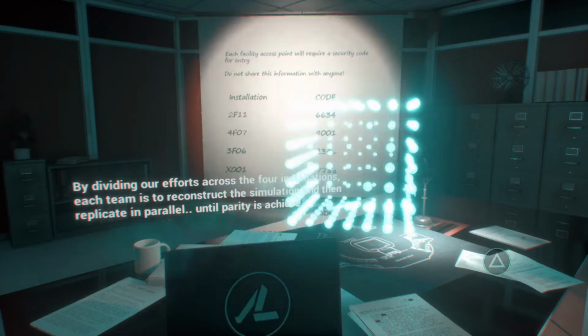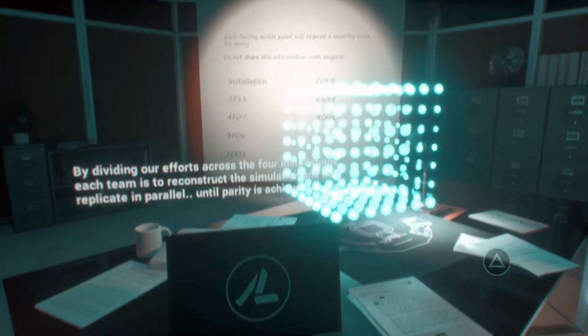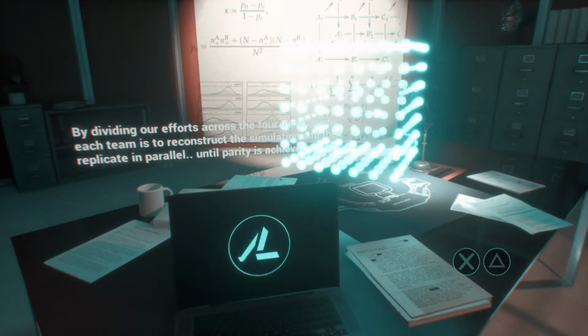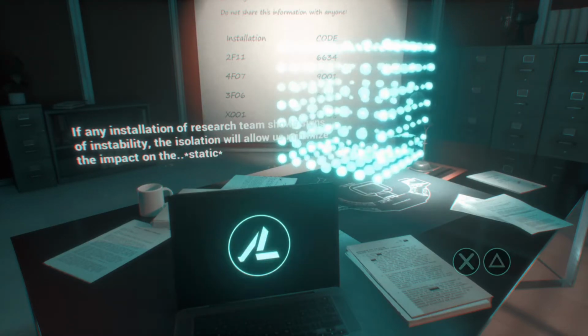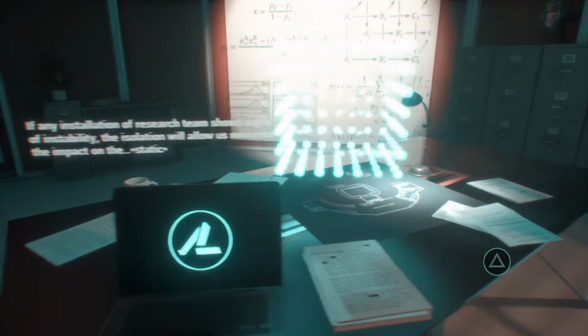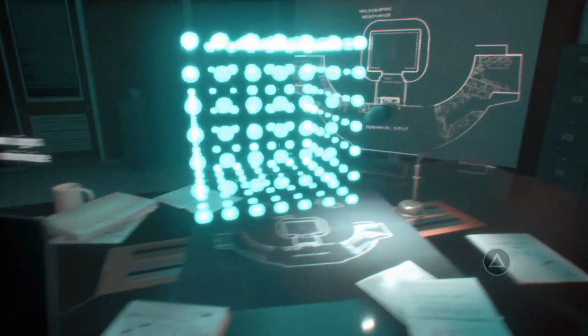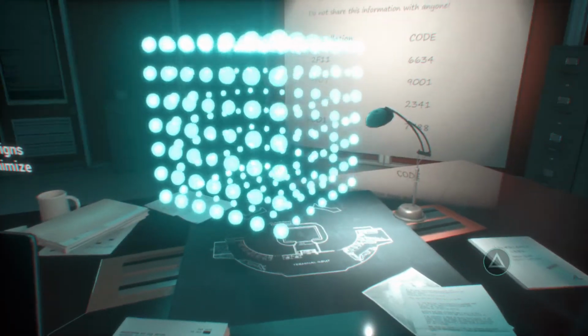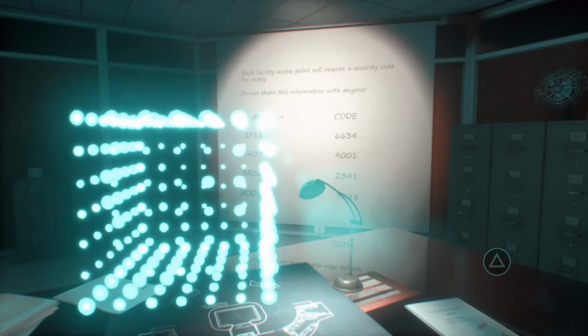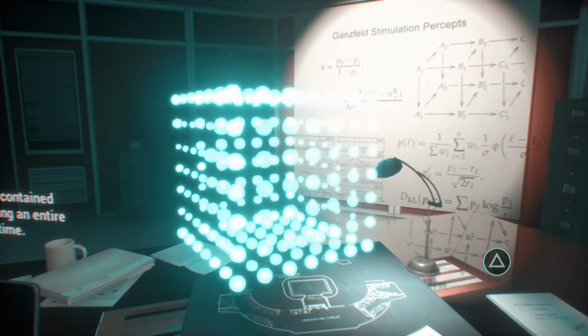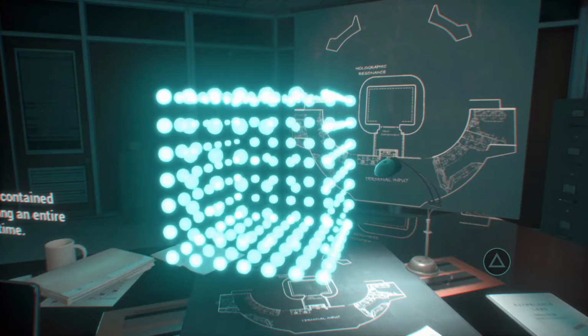By dividing our efforts across the 4 installations, each team is to reconstruct the simulation and then replicate in parallel until parity is achieved. If any installation or research team shows signs of instability, the isolation will allow us to minimize the impact on the project as a whole. These measures should allow us to pinpoint the exact message contained from Alpha 1, even if it means rebuilding an entire neural mapping, one simulated cell at a time.